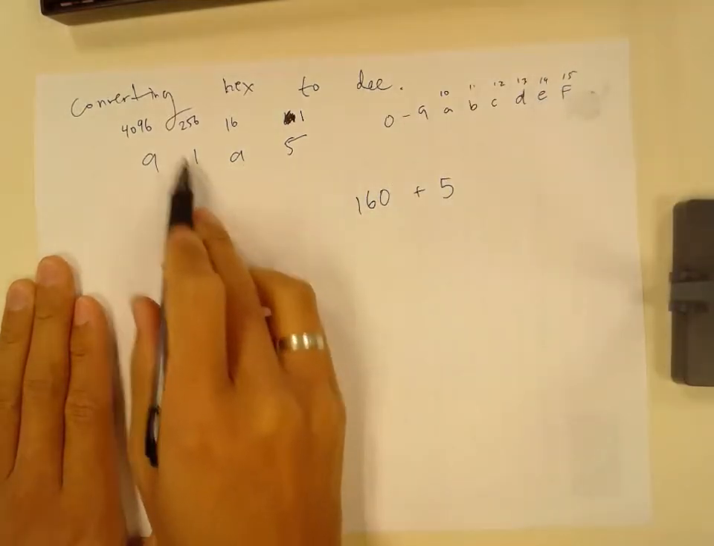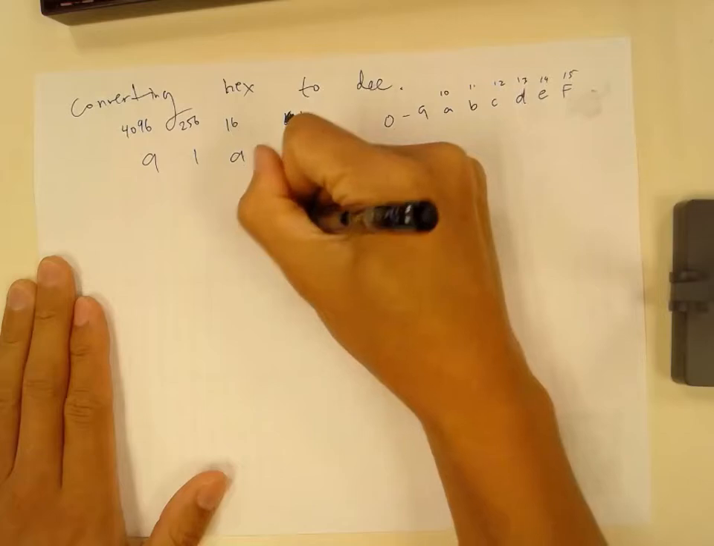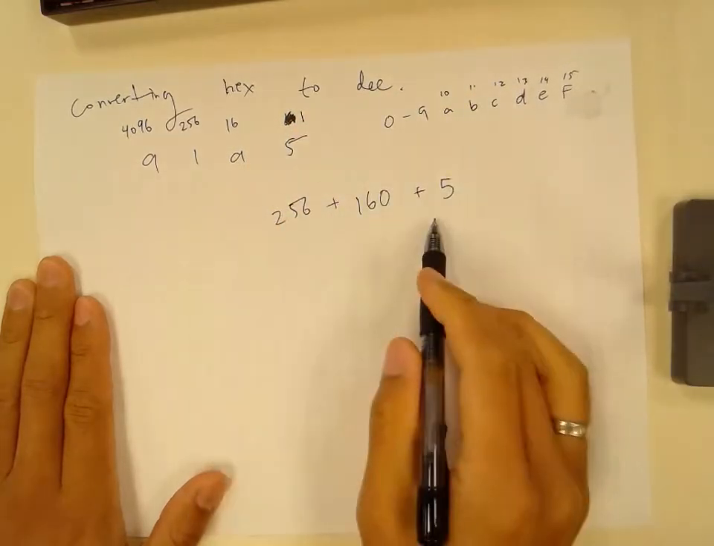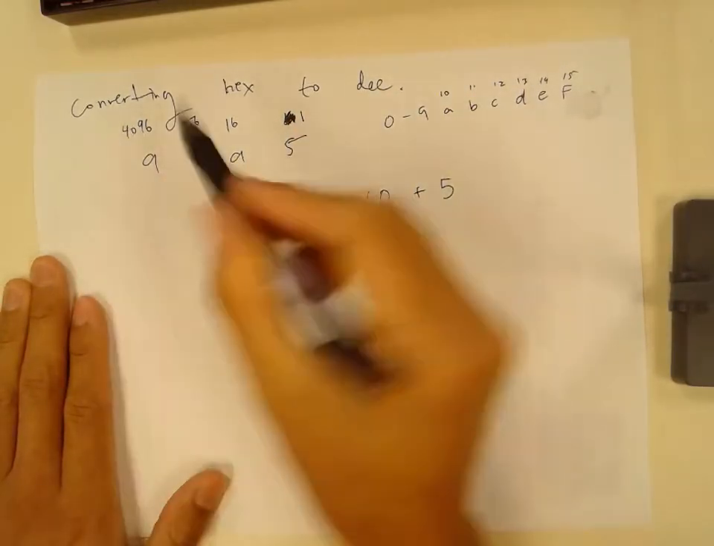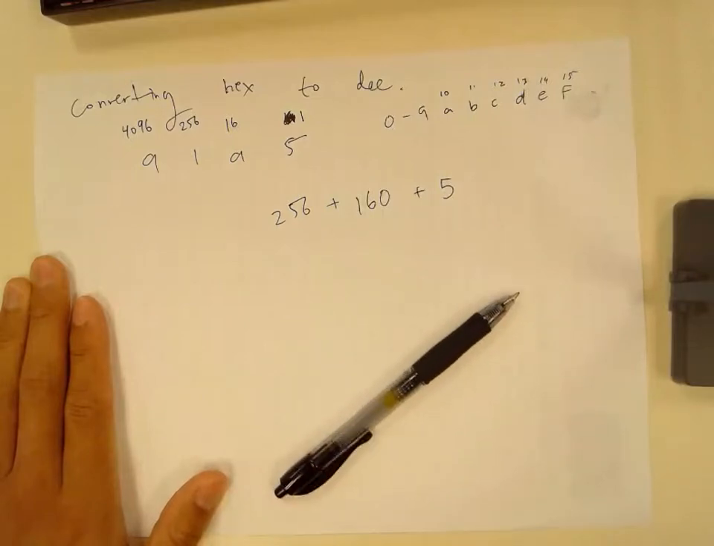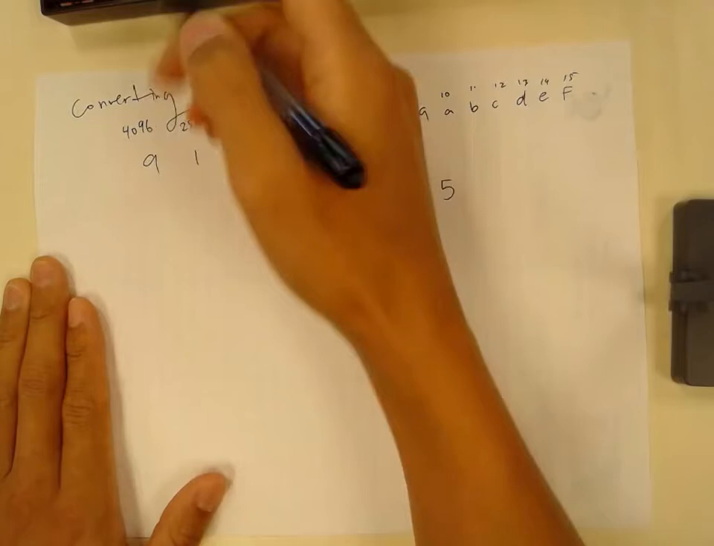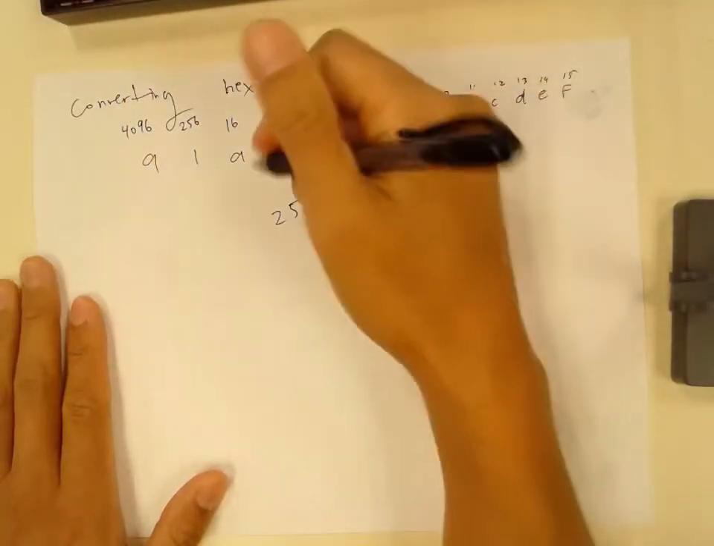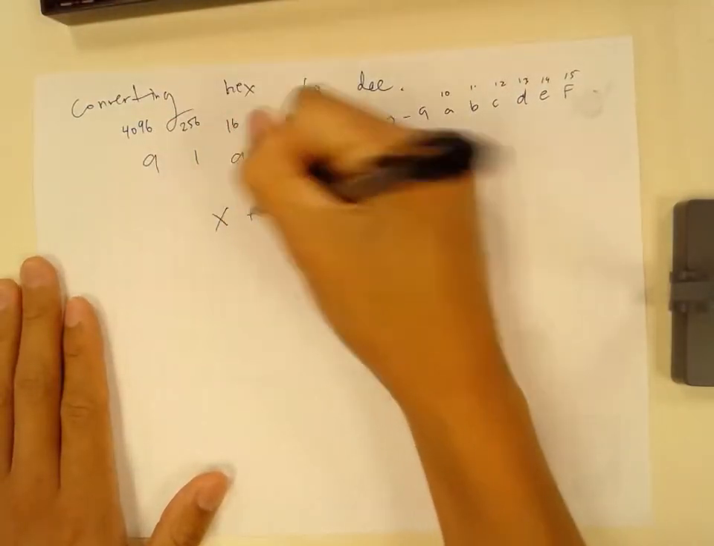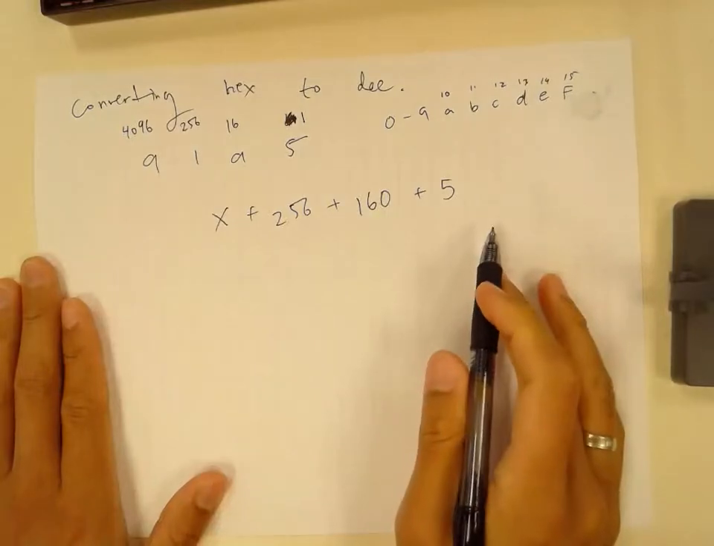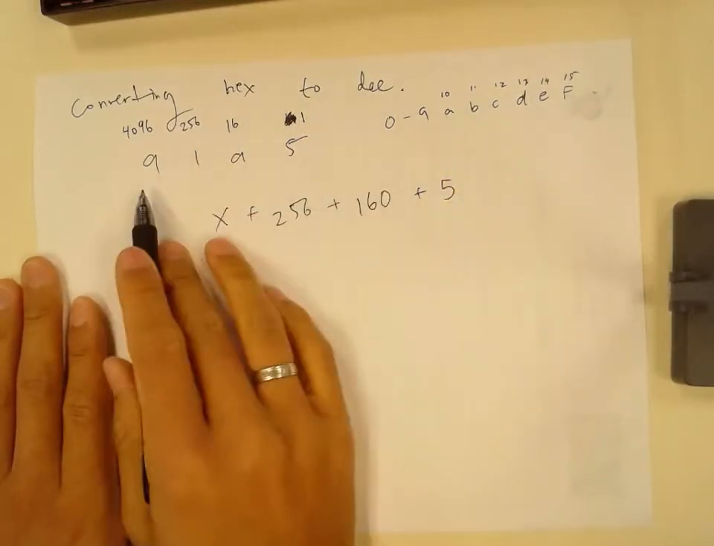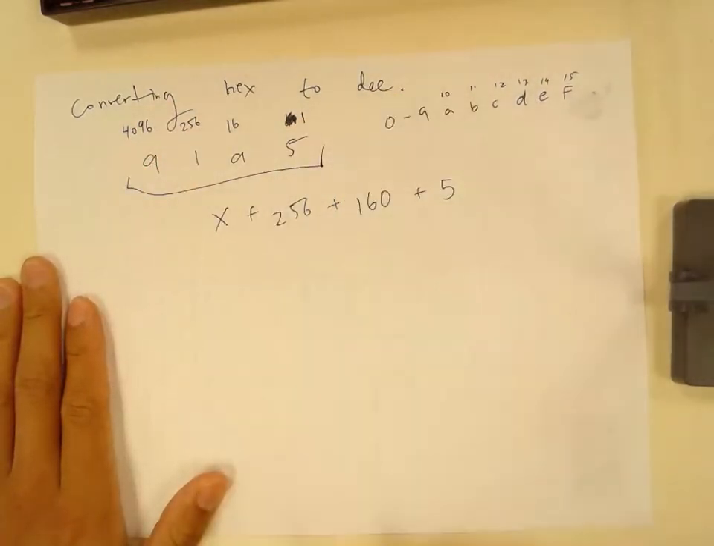So plus 10 times 16, which is 160. And then 1 times 256, so we're going to add 256 to this number. And then we're going to do 9 times 4096. So I'm going to break out my calculator. Well, for some reason my calculator's not working. But that's going to be some number x, and we add all that together, and that's how we get our decimal representation of a hexadecimal number.